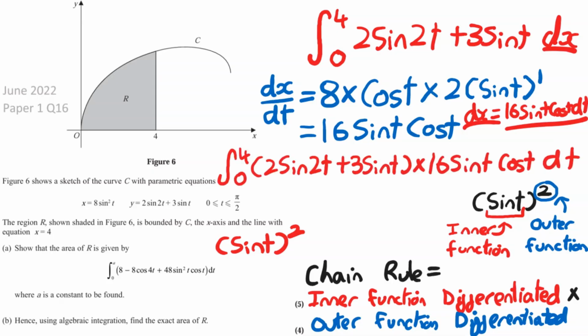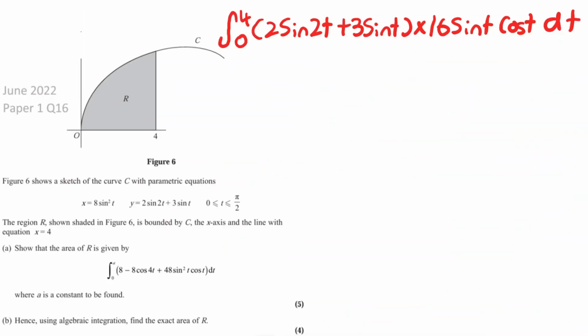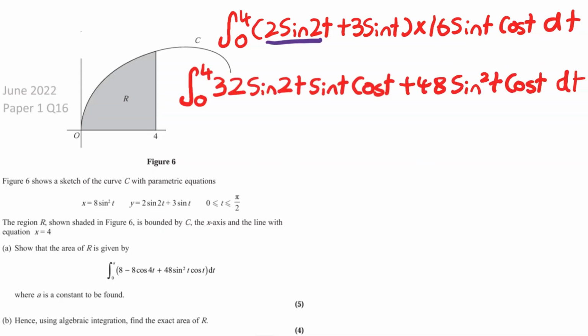So therefore we can sub out this dx, so it becomes the integral between 0 and 4 of 2 sin 2t plus 3 sin t multiplied by 16 sin t cos t dt. We can simplify this because we have 2 sin 2t multiplied by 16 sin t cos t. 2 times 16 is 32, so this is going to be 32 sin 2t sin t cos t. And then we multiply these two terms together. 3 times 16 is equal to 48, and sin t times sin t is sin squared t, and we have this cos t at the end.